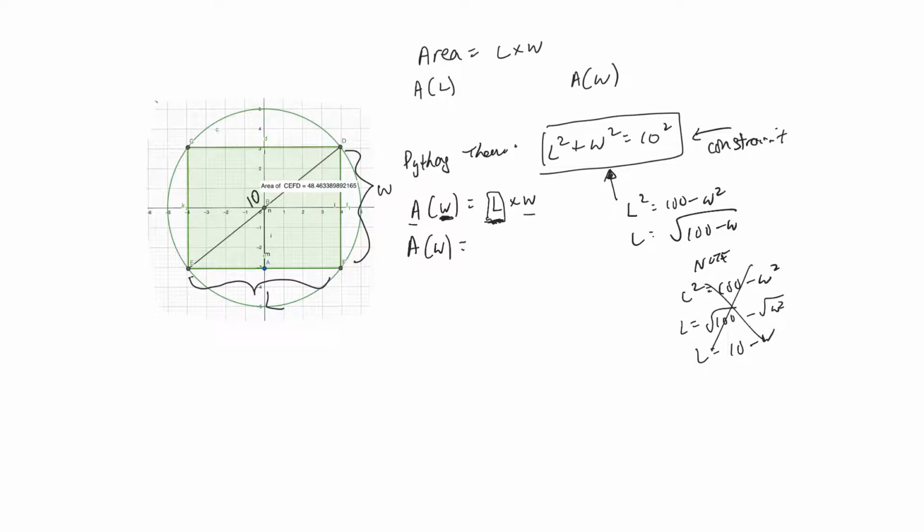All right, so now we have our constraint equation. I'll highlight this in red, and we're going to substitute. Anytime I see an L, I'm just going to replace it with that square root. So in other words, my function right now is going to be, I'm just going to switch it around because I have to have the w first. Anytime I see an L, I replace it with my constraint equation. So w times the square root of 100 minus w squared. And right here is our function we are going to optimize.